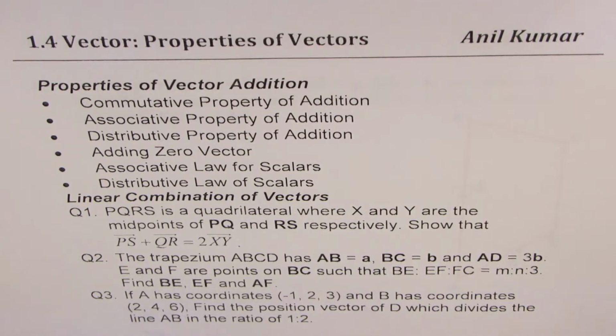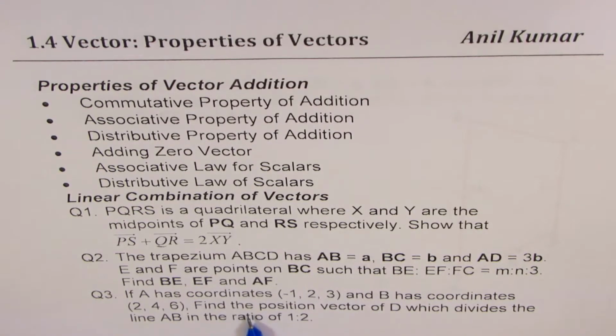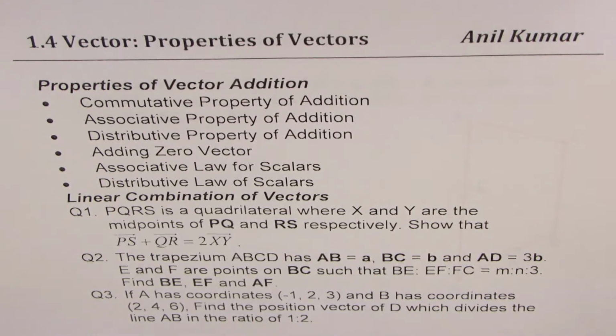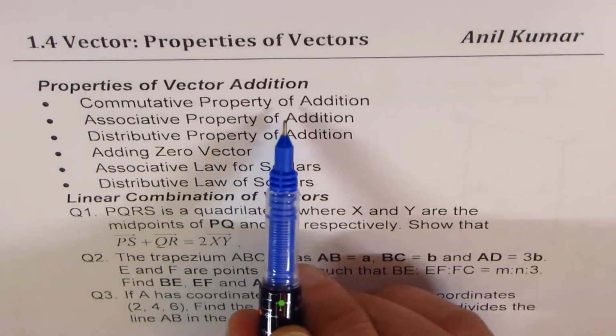The next unit will be on vectors, internal and external division of vectors, and the questions which we talk about here will give you a hint of how we should do internal and external division of vectors. So let's begin. Commutative property of addition.